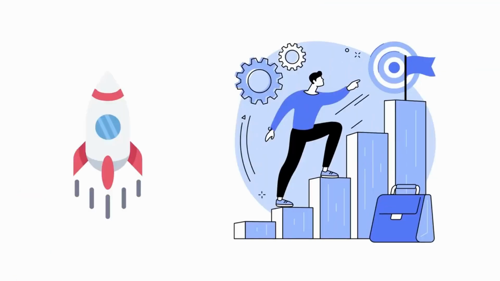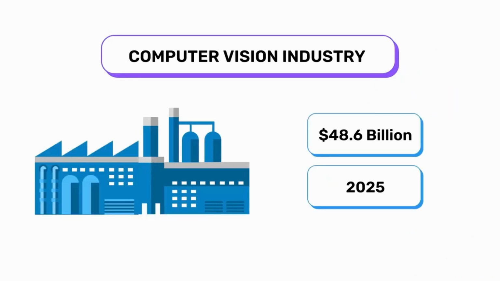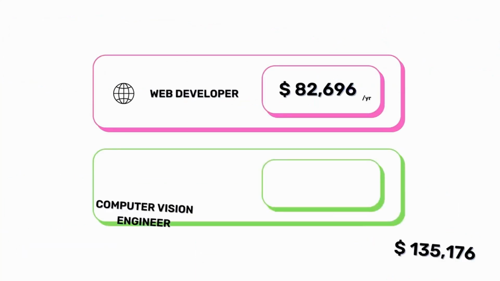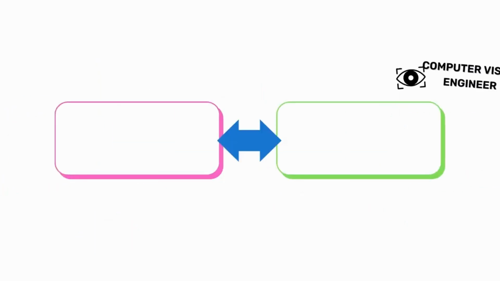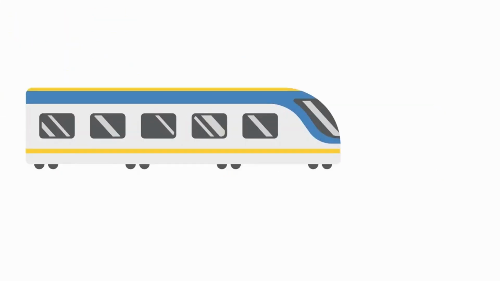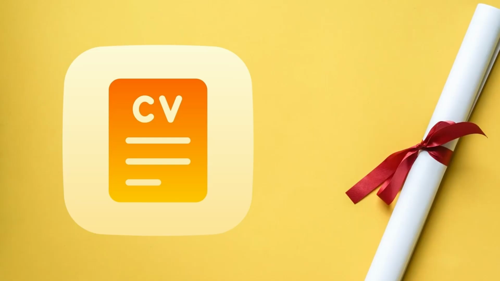This course is meant to boost your career to new heights. The computer vision industry is expected to be worth $48.6 billion by 2025, with the average salary of a web developer being $82,000 and for a computer vision engineer being $135,000 in USA. The merger of both these technologies is a deadly combination that will soon be in great demand. So it's best to get on this train in the early stages. We will also provide certificates of completion so that you can proudly add it to your resume.